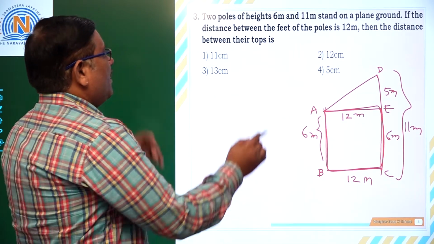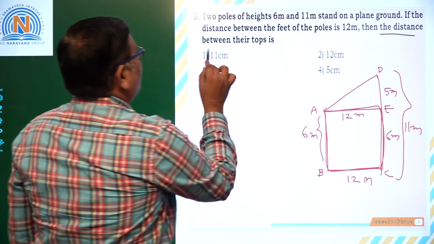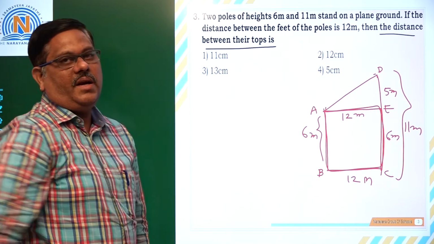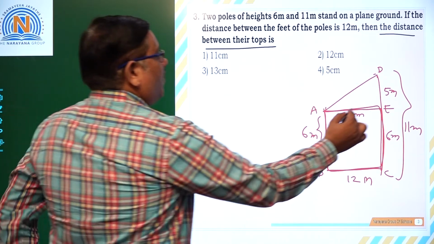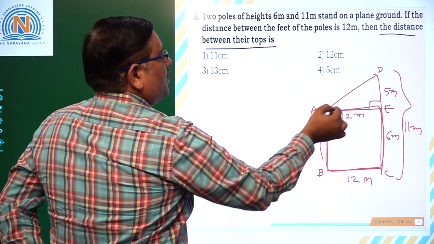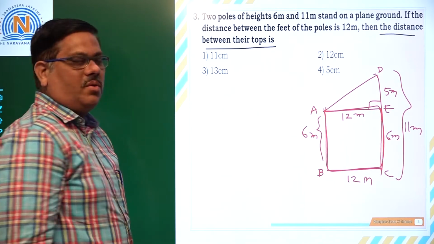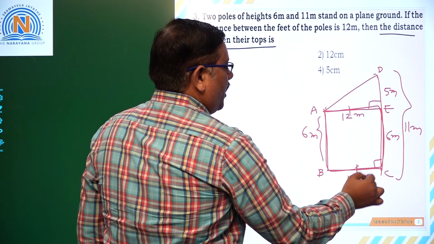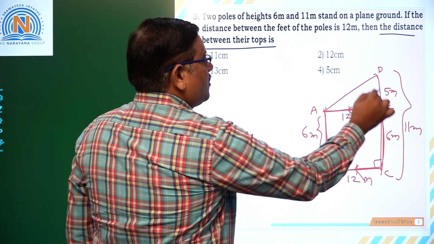Now what are you asking? The distance between their tops. Distance between the tops is nothing but AD. So here we have a right triangle because all are poles and this is a horizontal we are drawing. So here this is perpendicular as these two are parallel. As these two are parallel lines, this is also perpendicular.